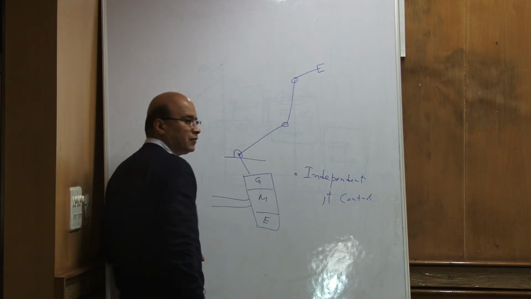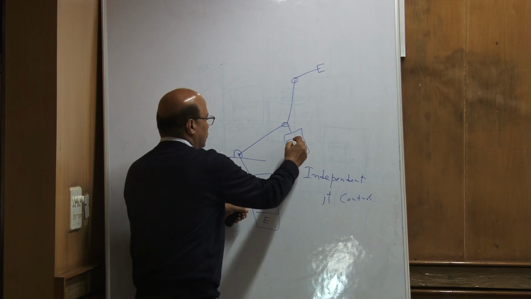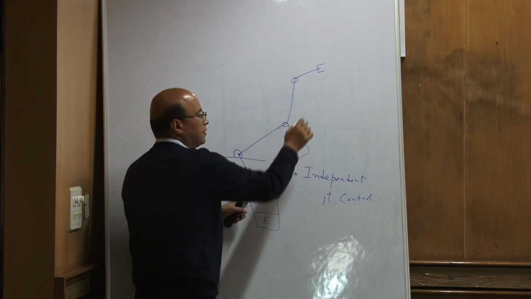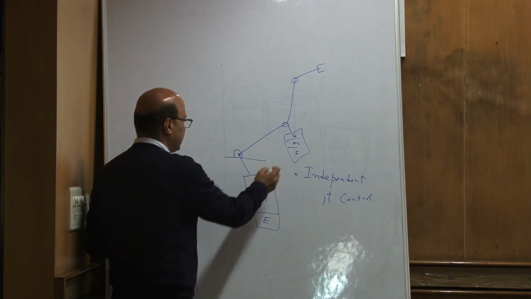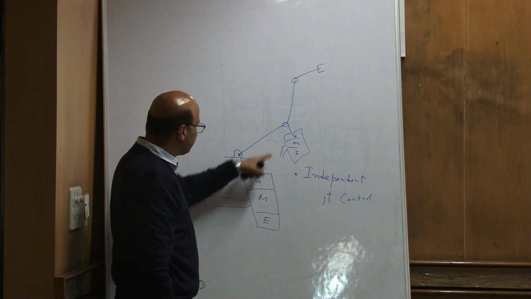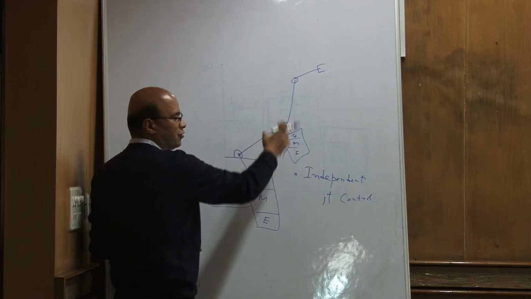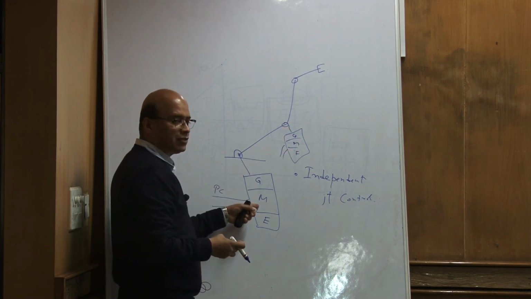So there will be one more here, motor, gear, encoder, and there will be one more there. And this will be connected to a PC or a microcontroller or whatever, and it will be controlled. Now, why is it called independent joint control? Because each of these units is independently controlling one joint. There is no connection between them. And that is what makes robot control difficult.